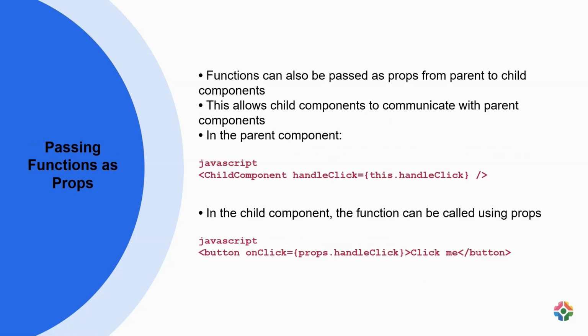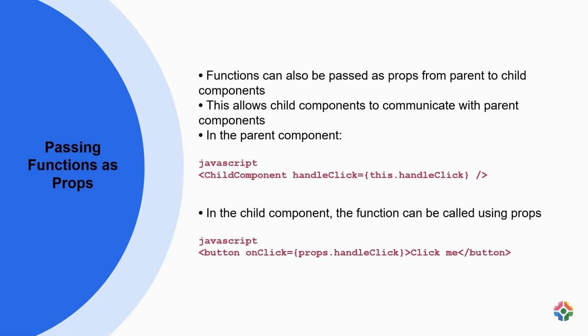Passing functions as props from a parent to a child component is a common practice in React. This approach enables child components to interact with and send information back to their parent components. By setting up a parent component with a function, like handleClick, and passing it down as a prop to a child component using child component handleClick this.handleClick, the child component can access and utilize this function within its own functionality. For instance, in the child component, a button could trigger the parent function using onClick equals props.handleClick.